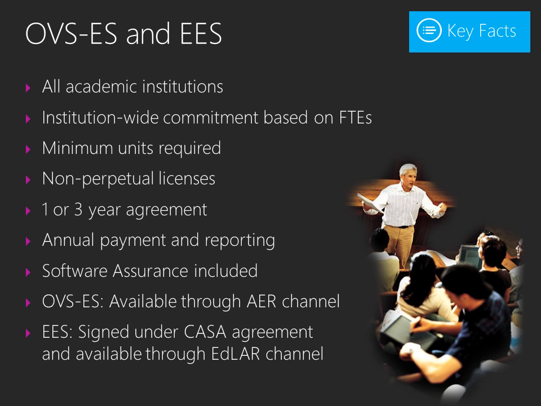We've got annual payment and reporting of licenses, so we've got our lovely sort of spread annual payments, which is great. And software assurance is included through these agreements. Now, the channel that they're available through is subtly different. So OVS-ES is available through the AER channel, whereas EES does sit under the campus and school agreement, very much like the school enrolment did. So it sits under that high-level terms and conditions of the CASA and is available through the EDLAR channel.